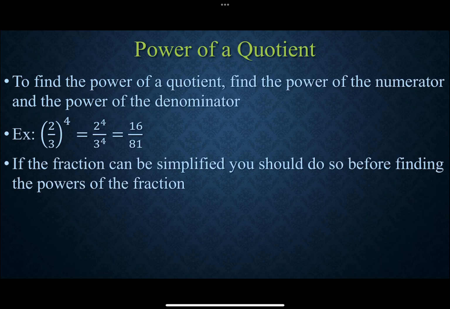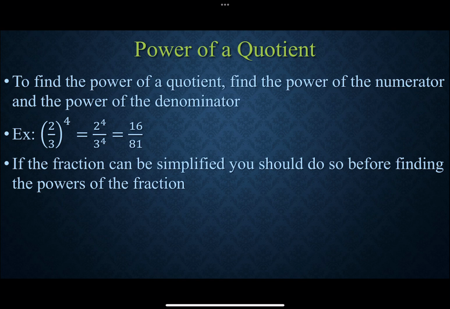Now, if we have a fraction, or a quotient in general, being raised to a power, we raise each individual piece of that to that power. So 2/3 to the fourth: 2 gets raised to the fourth, 3 gets raised to the fourth. So 2 to the fourth is 16, 3 to the fourth is 81.